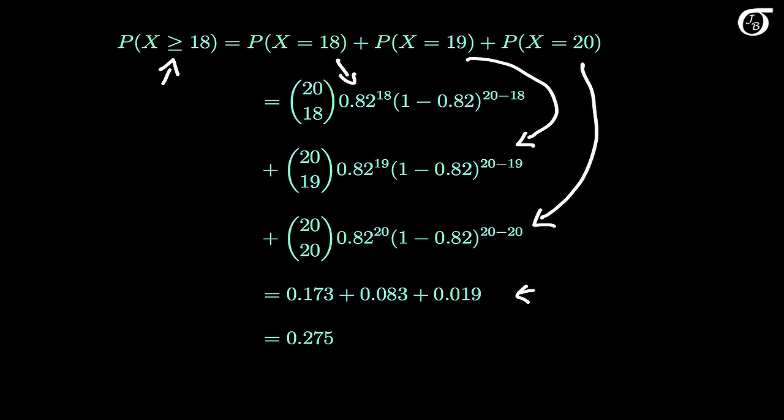0.275. The binomial distribution is an extremely important discrete probability distribution, one that has many applications in probability calculations and statistical inference. So we'll deal with the binomial distribution very frequently in probability and statistics.